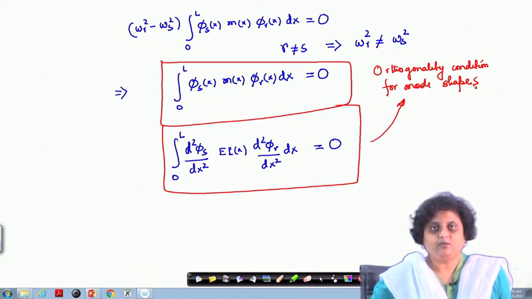Similar to the way we did modal analysis for a multi-degree of freedom system, in the next lecture we will talk about how to do modal analysis of a continuous system and thereby solve the system to obtain the response.